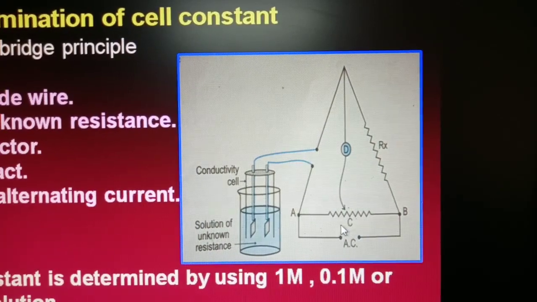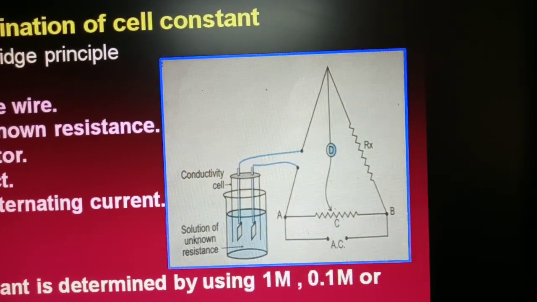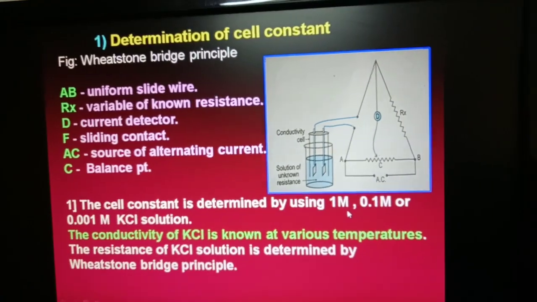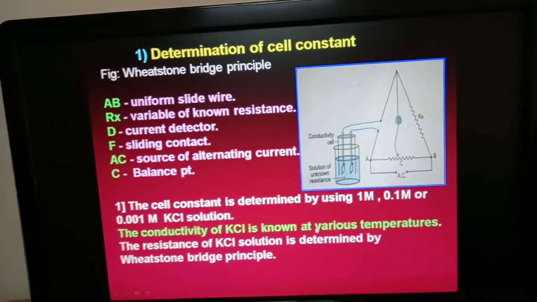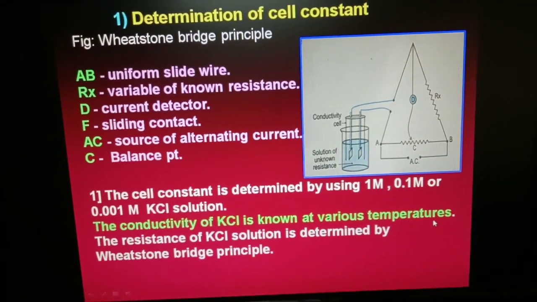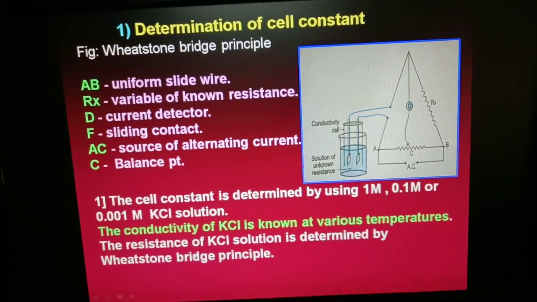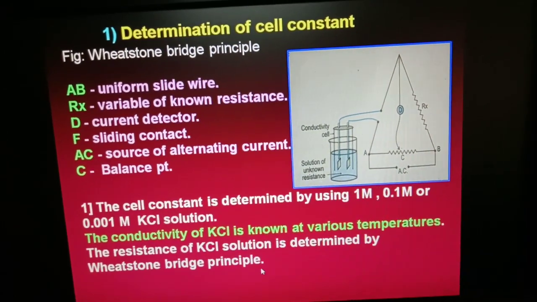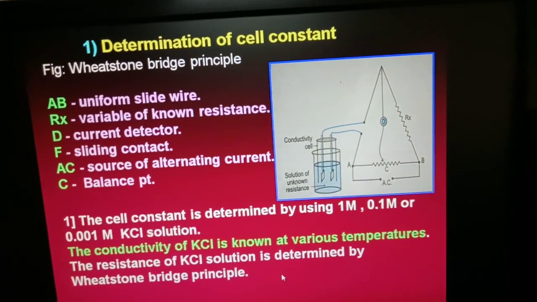Now let us see the construction. The cell constant can be determined by using either 1 molar or 0.1 molar or 0.001 molar KCl solution. The conductivity of KCl is known at various temperatures. The resistance of KCl solution is determined by the Wheatstone bridge principle.